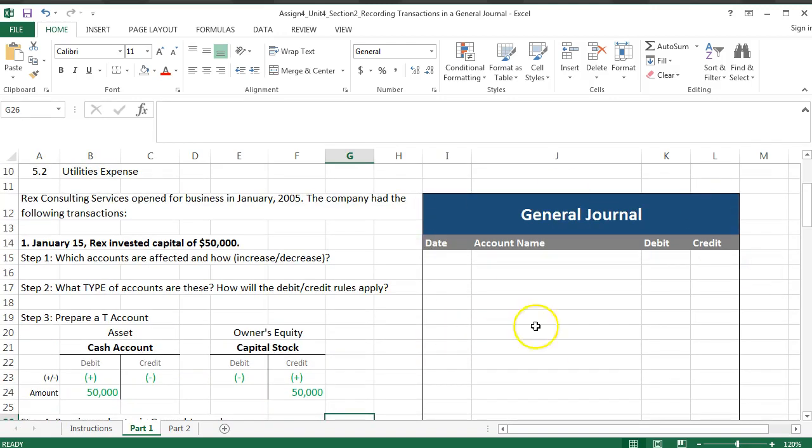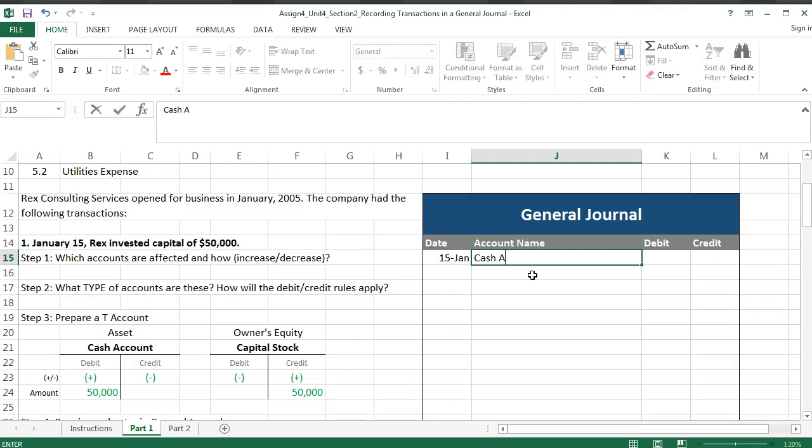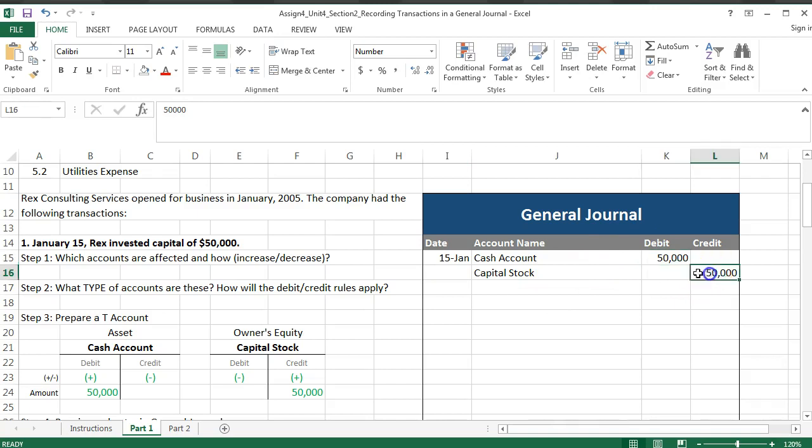So now we go over, this is our general journal over here. And so for our journal entry, just like we did in the examples in the videos, this would be January and the account name. We always want to list our debit transaction first. So we're going to put in cash account here. We debited that account for $50,000. And then we have capital stock, and we credited that account for $50,000. One debit, one credit for each transaction. So this is one transaction in our general journal.